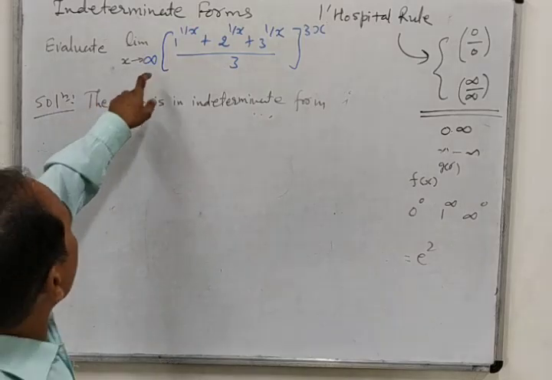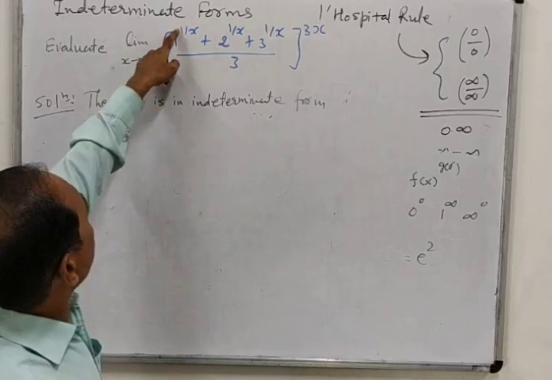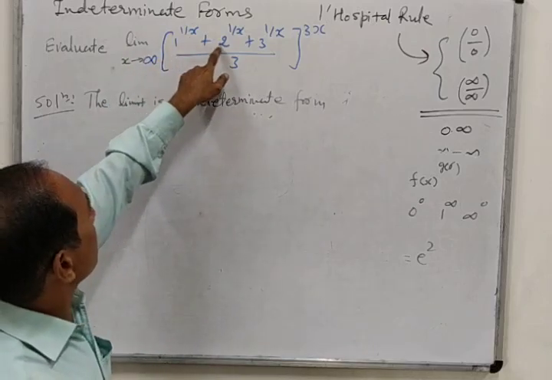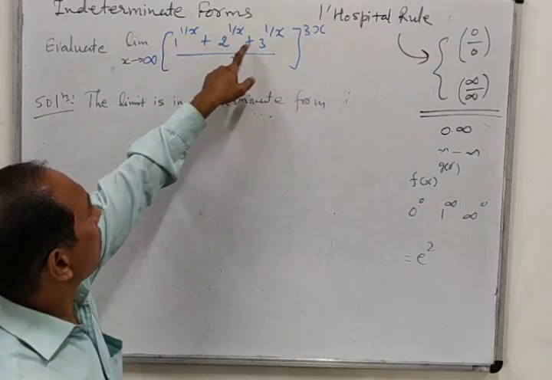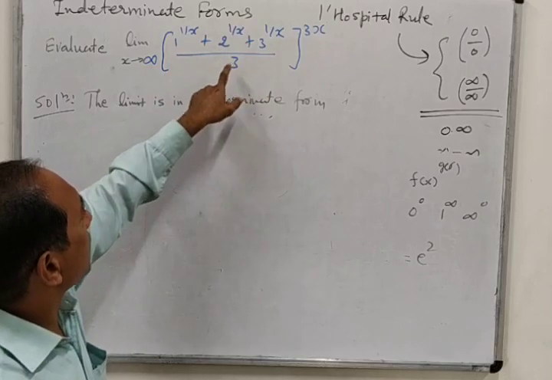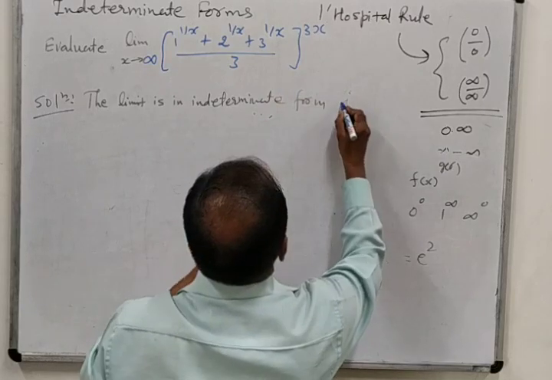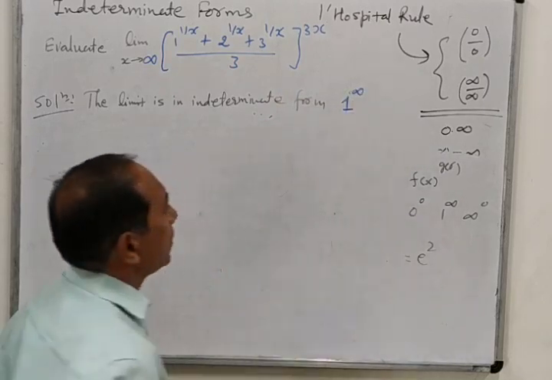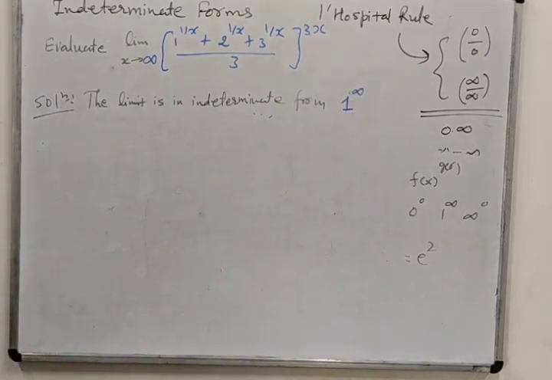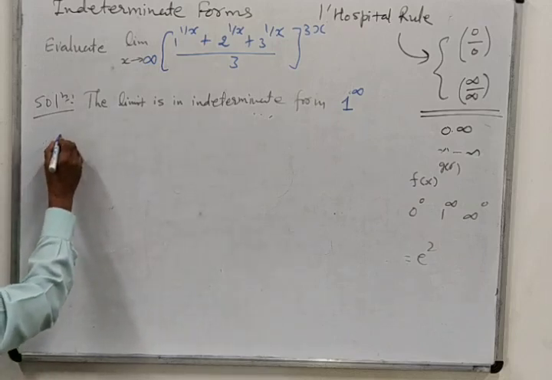Here you can see if we put infinity here, then 1 upon infinity is 0. So 1 raised to 0 is 1. This is again 2 raised to 0, 3 raised to 0. So 1 plus 1 plus 1, 3. 3 by 3 is 1. And this is infinity, x equal infinity. So it is in the form of 1 raised to infinity. Okay. So we will assume this as L.